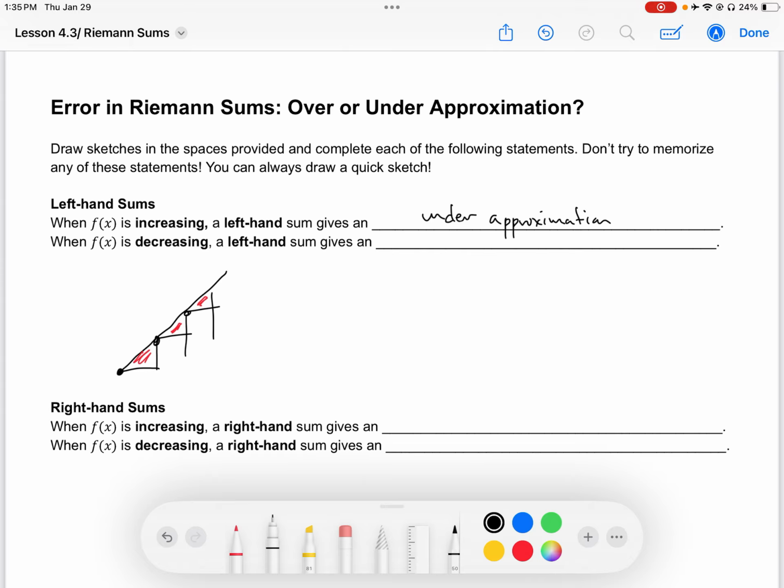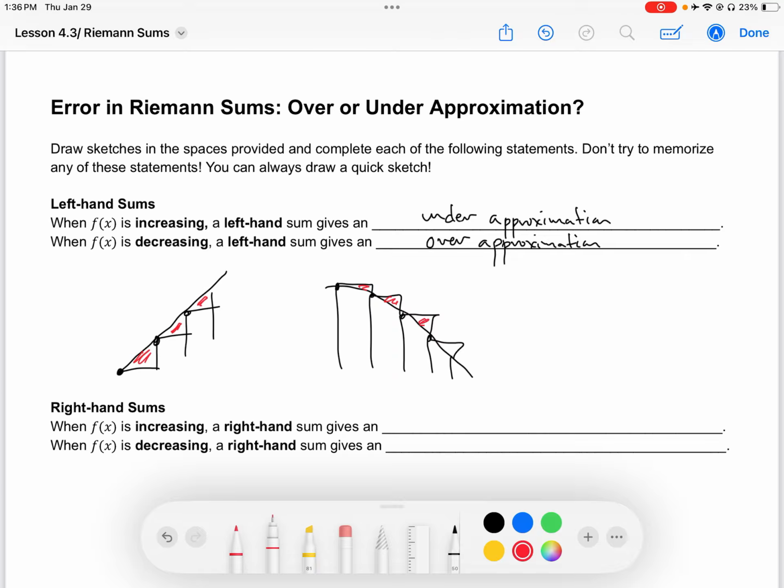Okay, now if it's decreasing, and we cut this up into a few subintervals, and we use the left-hand side, you can see that the left hand, if it's decreasing, is above the right hand. So that is going to give us an over approximation.